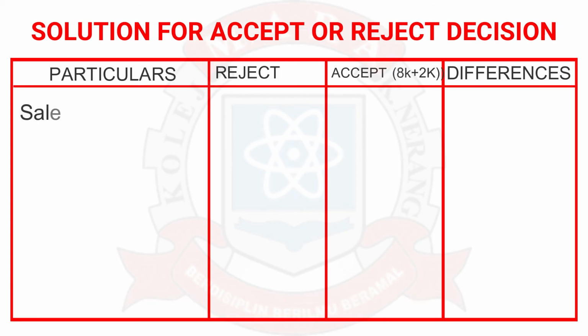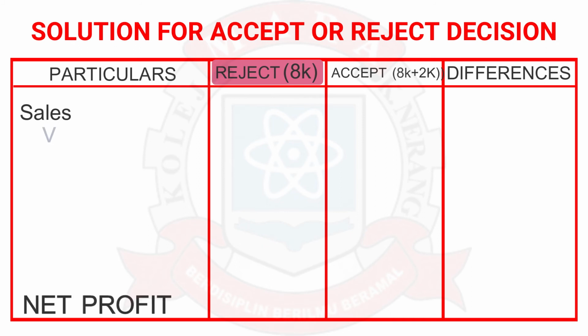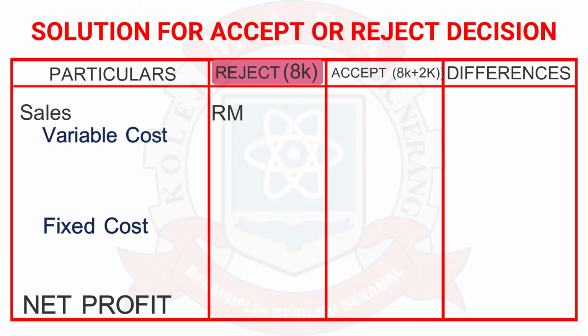Next, insert the revenue and expense for the normal production, that is 8,000 units, and calculate the net profit. Record the variable cost and the fixed cost separately. Don't forget to show the calculation. Sales for 8,000 units is 160,000 ringgit. That is 8,000 multiplied by 20 ringgit.